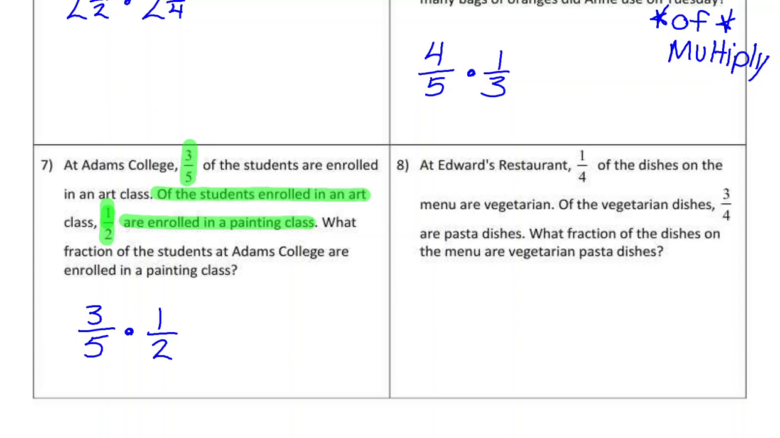And then the last one, at Edward's restaurant, 1/4 of the dishes on the menu are vegetarian. Of the vegetarian dishes, 3/4 are pasta dishes. What fraction of the dishes on the menu are vegetarian and pasta? So 1/4 of all of the dishes are vegetarian, but of the vegetarian, 3/4 are pasta. So we're going to take the vegetarian and multiply it times the pasta dishes to figure out how many are vegetarian and pasta. Okay? So if you have any questions, make sure you stop by and see your teacher before you go on and you do your Socrative.